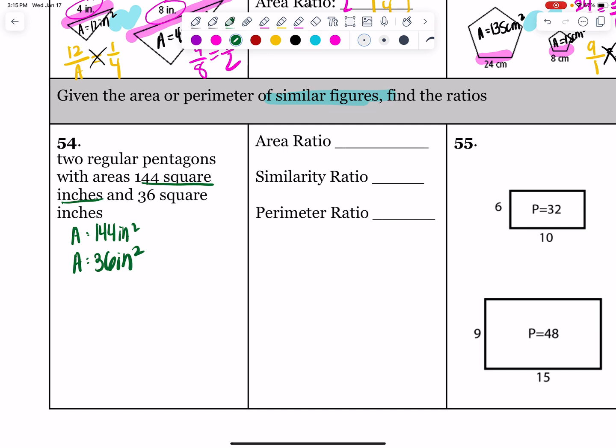So what are these values? These are not A and B. This is your A squared and your B squared.